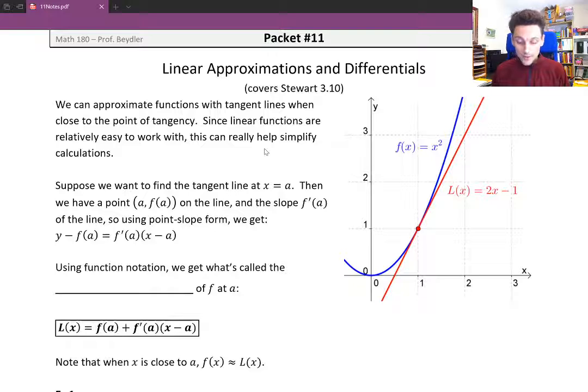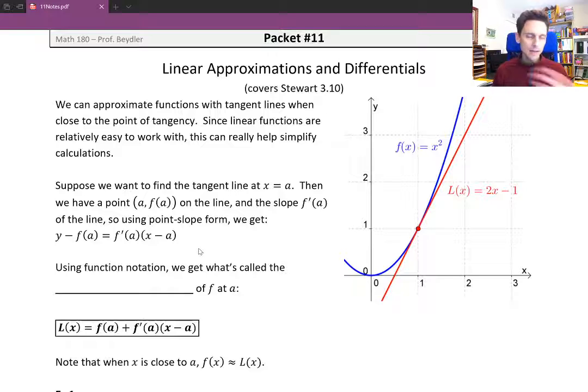Suppose we want to find the tangent line at x equals a in general. Then we have this point (a, f(a)) on the line, and the slope of the tangent line is going to be gotten by the derivative. The derivative is the slope of the tangent line. So that would be f prime of a. Using point slope form, we would get y minus f(a) equals f prime of a times (x minus a). This is nothing new.